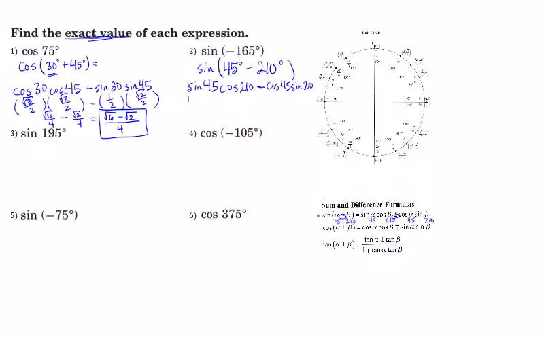All right, and then we're going to put in our values based on the unit circle. So in the unit circle, sine of 45 is root 2 over 2. And cosine of 210, so here's 210, cosine is negative root 3 over 2. Okay, and then we have cosine of 45 here. So cosine of 45 is root 2 over 2. And sine of 210 is negative 1/2.